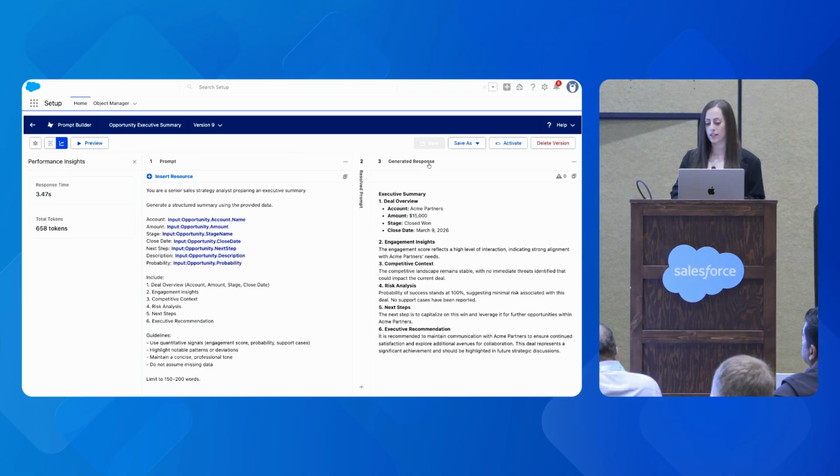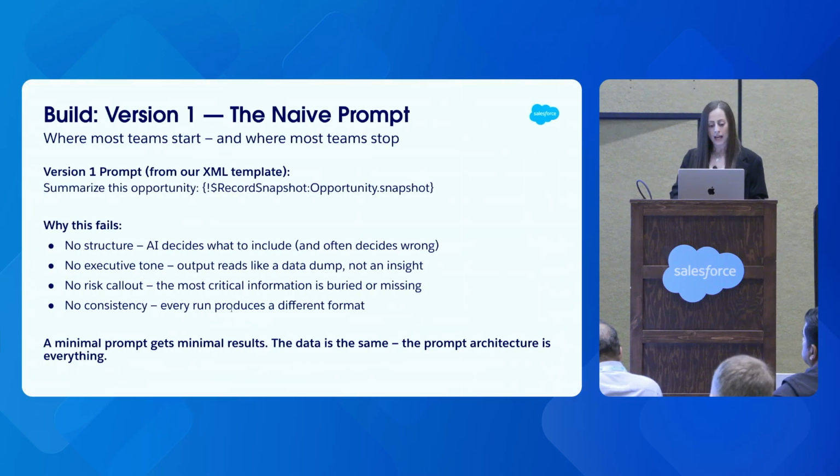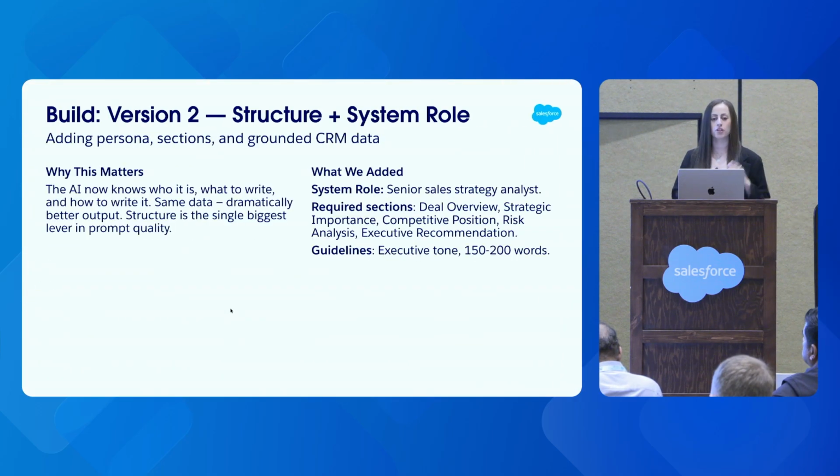And if I look at the right here from that response, that's looking pretty good, I think, right? It's getting the fields, it has a structure. And so now we've taken it to version 2. This is where it gets really important. We've added the persona, we've added expected sections in the output, and we've grounded the prompt with even more CRM data. And the reason this is important is now the large language model knows who it is, what to write, and how to write it.